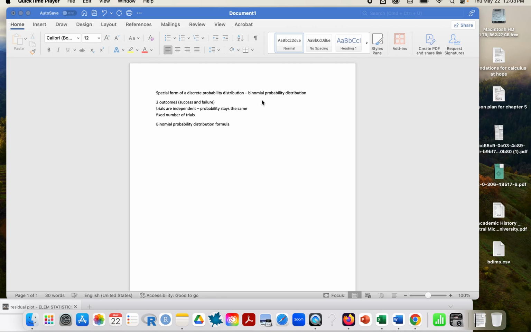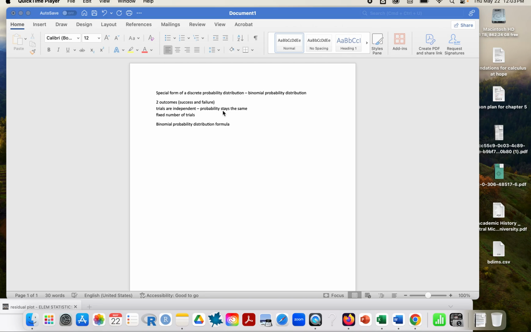Now, for something to be a probability distribution, remember that the probability of any one of the events has to be between 0 and 1. It can be equal to 0, it can be equal to 1. And the sum of all the events, when you add them up, has to add to 1. Now, for it to be specifically a binomial probability distribution, you have to have some specific things met.